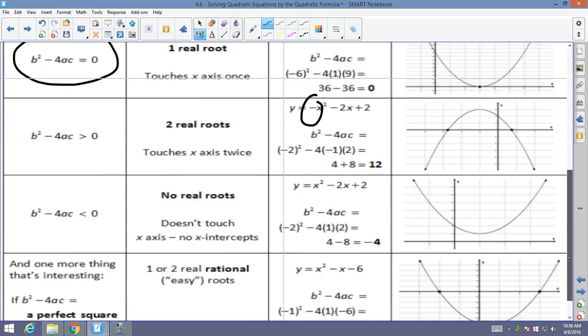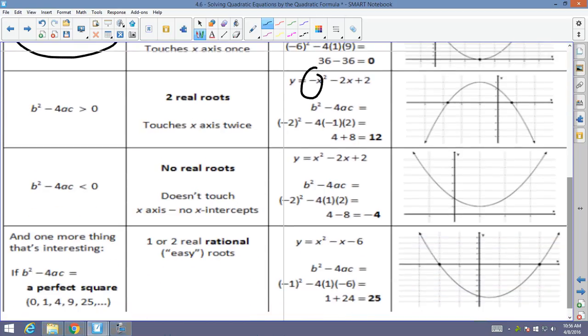If it is less than 0, it's negative. Guys, there are no real solutions. But what did we learn about negative radicals? What kind of solutions would we have? Imaginary or complex solutions. Good job.